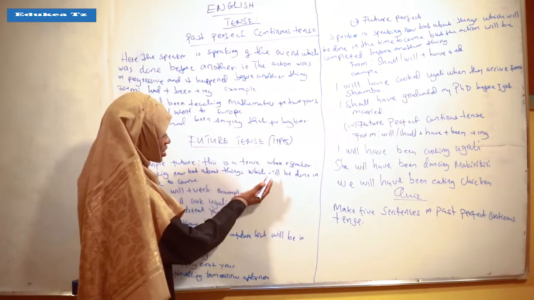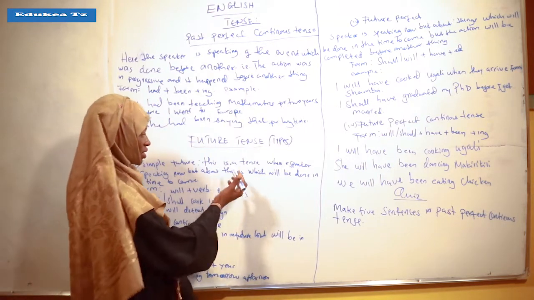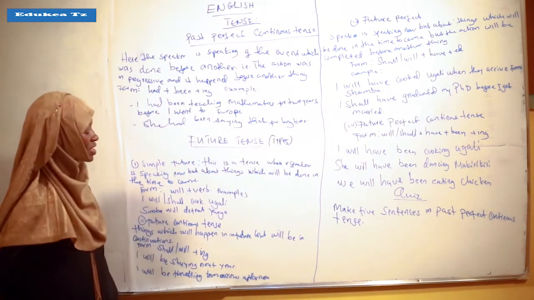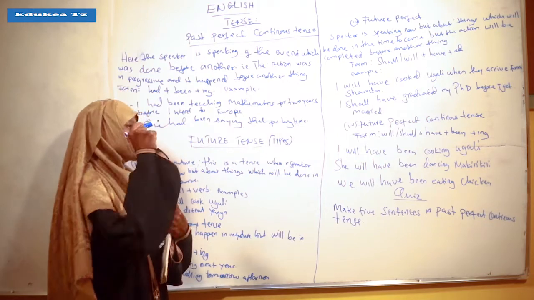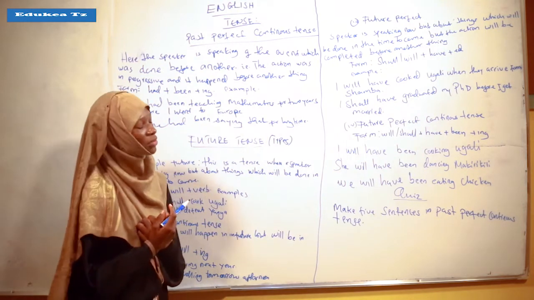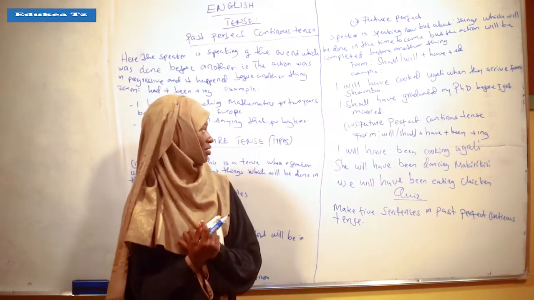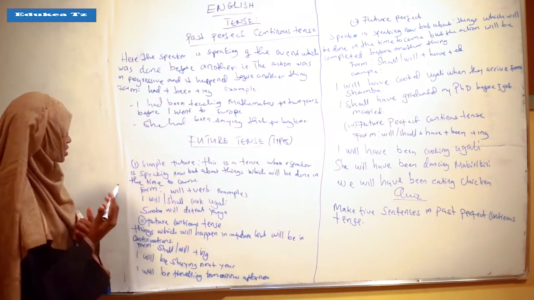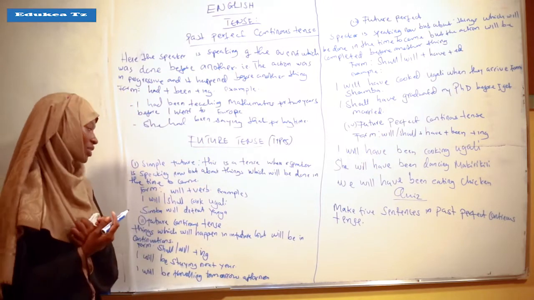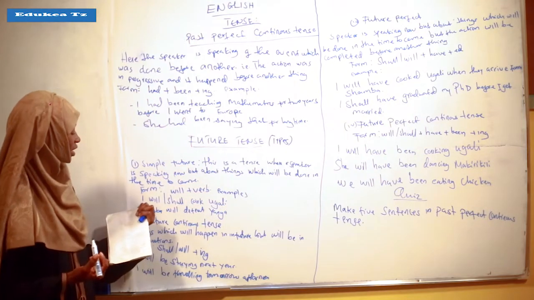Simple future is the tense where a speaker is speaking now but about a thing which will happen in the time to come. Maybe tomorrow I will go to school, or next year I'll be married. So we are speaking now about an action which will be done in the time to come. Form.